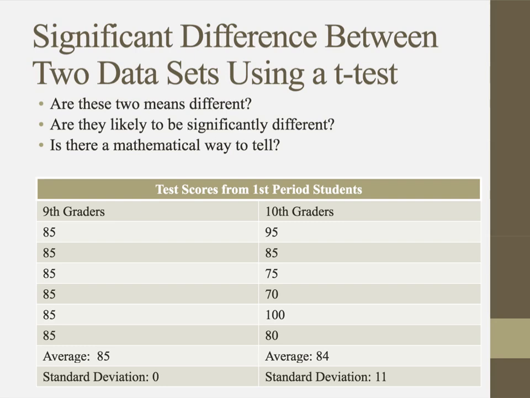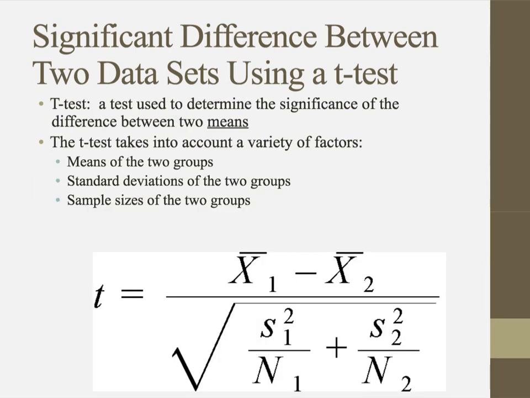So again, that's a little bit easier to determine when we have a graph with error bars that we're looking at. If we're just looking at data, it's a little bit harder to tell. So for that, we use a mathematical test. And that test is called the t-test. Okay. The t-test is used to determine the significance of the difference between two means. So it tells me, is the mean for my 9th graders significantly different than the mean for my 10th graders? It always takes into account two means.